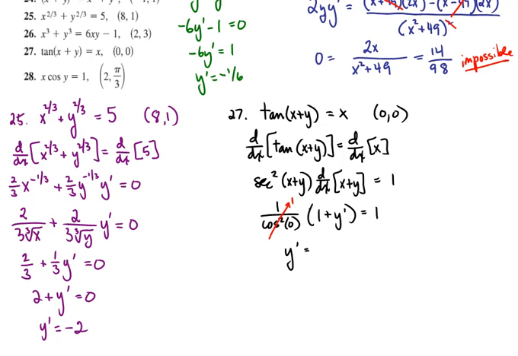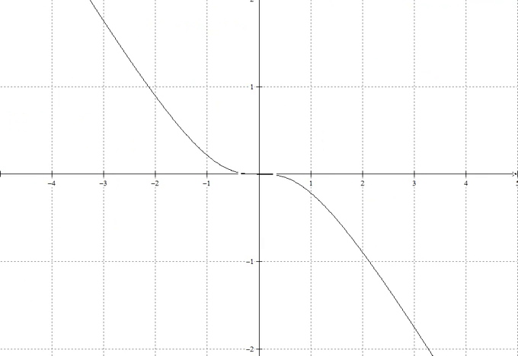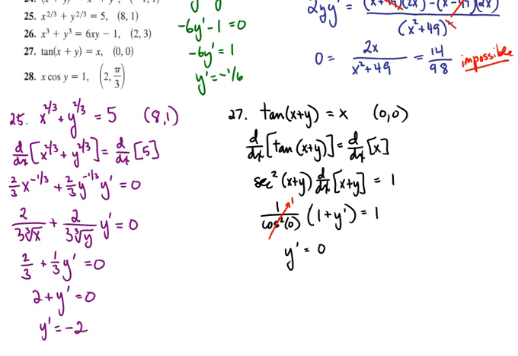Which means that on that curve, tangent of x plus y equals x, at the origin, we have a horizontal tangent there. And I go out to winplot.exe and I graph this, tan of x plus y is equal to x, and sure enough, at the origin there clearly is a horizontal tangent there, so that confirms what we've done. And so I'll close that down, and that does it for problems 25 and 27. We'll go on to the next group in the next video.